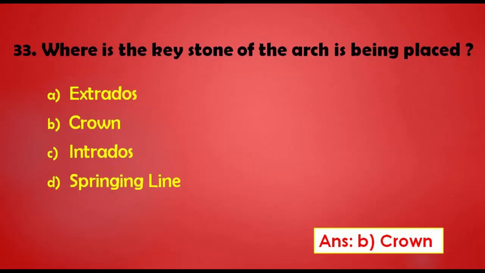Where is the keystone of the arches being placed? A. Extrados, B. Crown, C. Intrados, D. Springing line. The answer is in crown, the keystone of the arch is being placed.